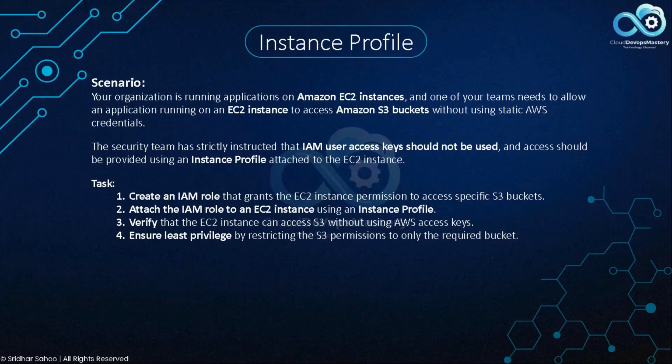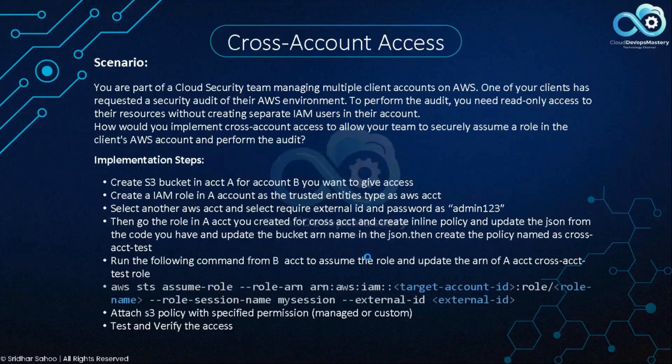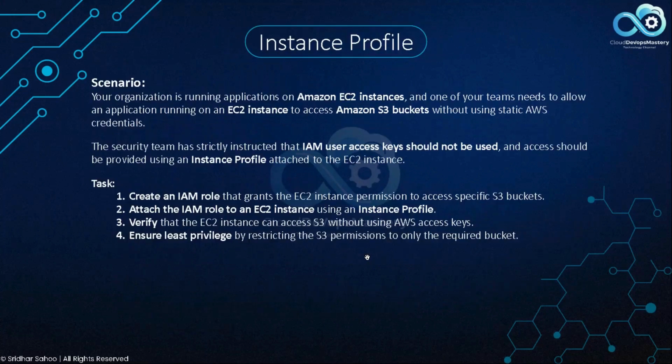Okay. So what are the last tasks we are going to perform? We have to create a role that grants EC2 instance permissions to access specific S3 buckets, attach the IAM role to an EC2 instance using an instance profile, and verify that the EC2 instance can access S3 without using an AWS access key. That means ensuring least privilege by restricting the S3 permissions to only the required buckets. This is what we are going to perform in the lab. Let's jump in.